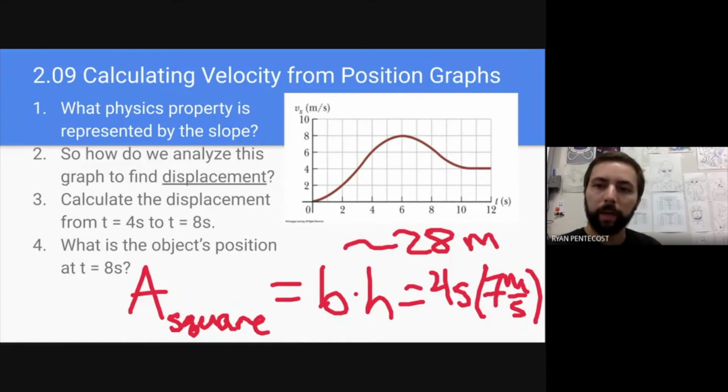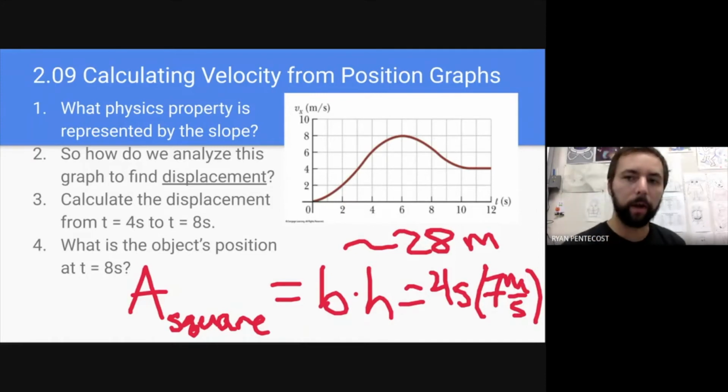Don't do that on your calculus AP test, but for now, until we get into more in-depth calculus, that's going to be acceptable as estimating using geometry. So 28 meters is the displacement from 4 to 8 seconds. Keep that in mind for the next problem.